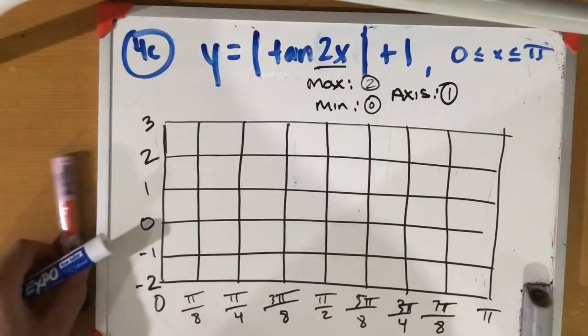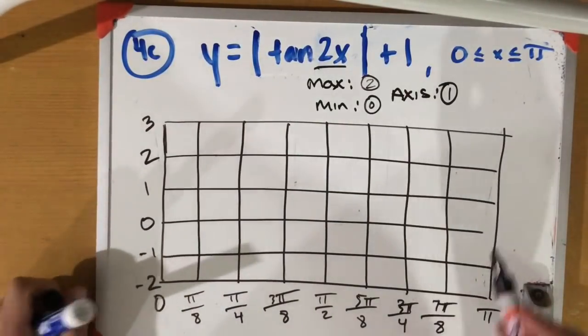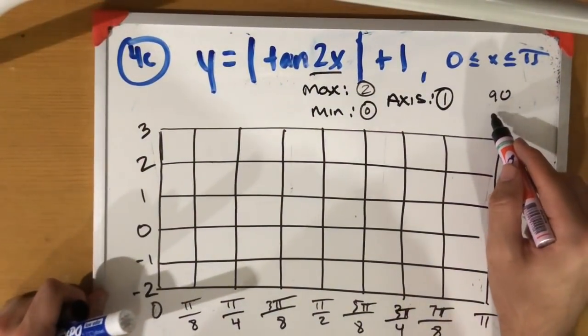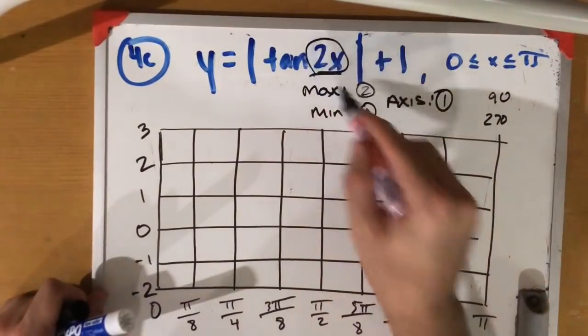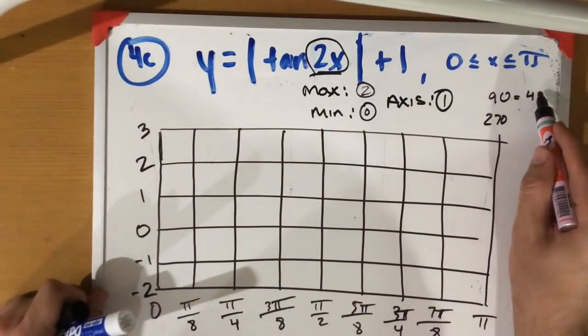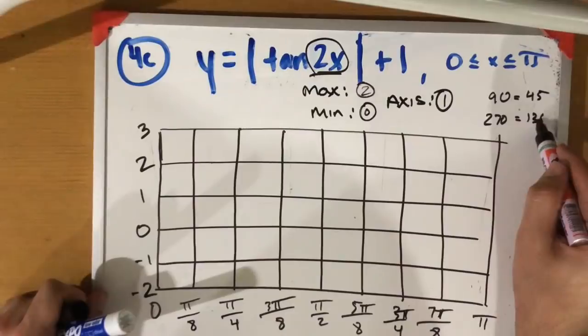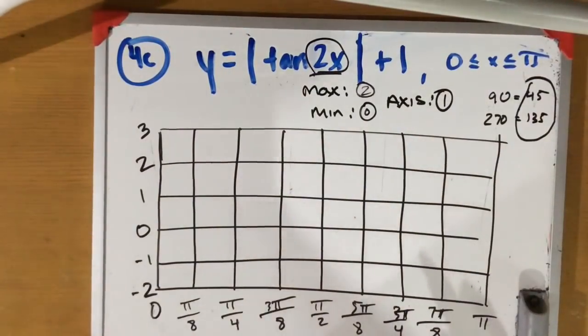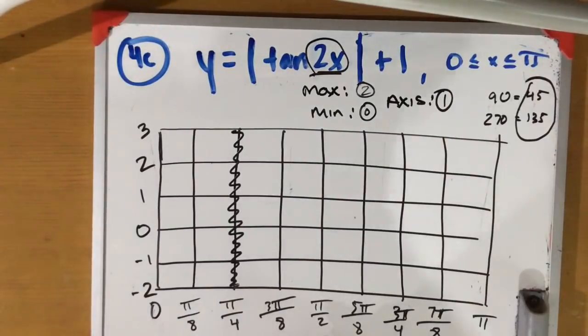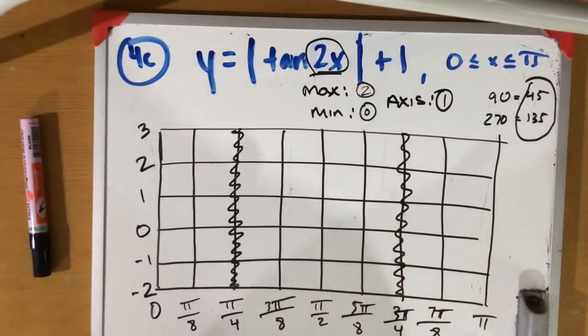Before I do that, we have to start thinking about asymptotes. So again, we have asymptotes usually at 90 and 270. But again, we've divided this by 2, so we have to divide these by 2 as well. So instead of 90, our asymptotes will be at 45 and at 135. Okay, so where are our asymptotes? Again, 45 is pi over 4, and then 135, which is at 3 pi over 4. All right, now we are ready to graph.